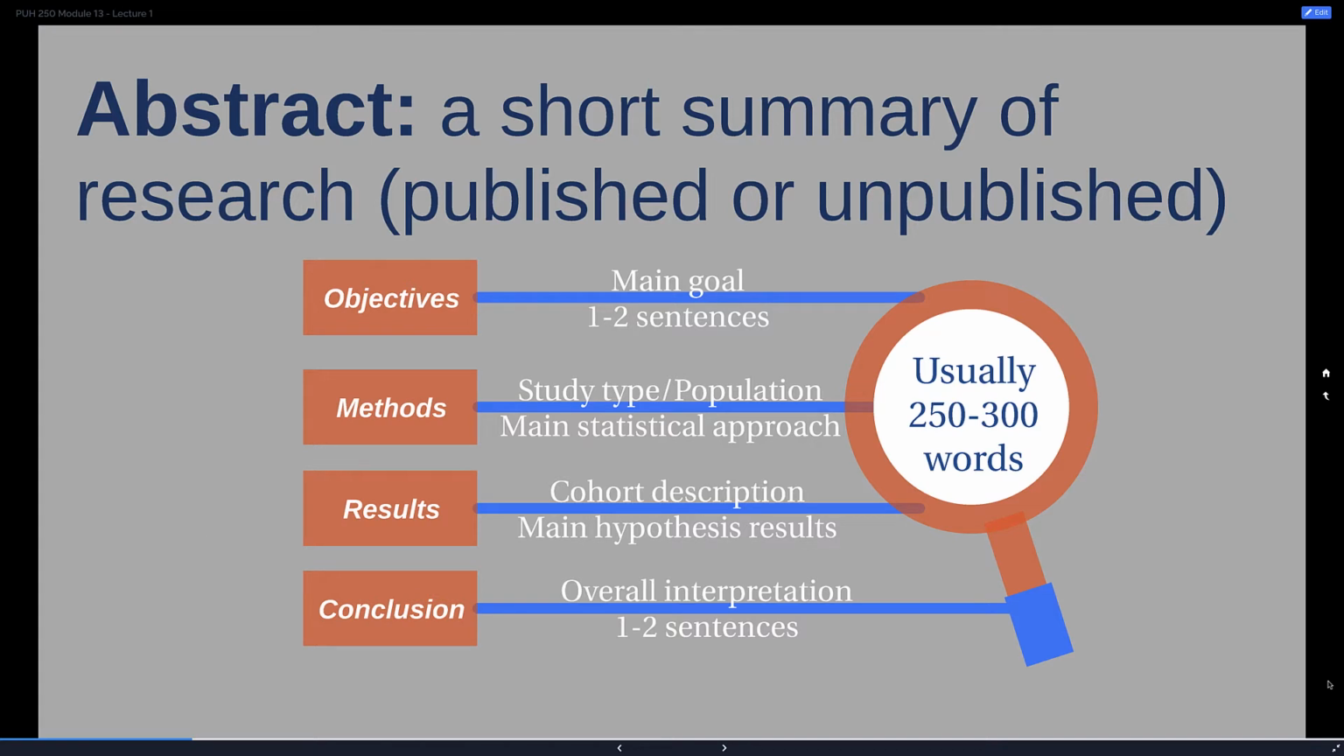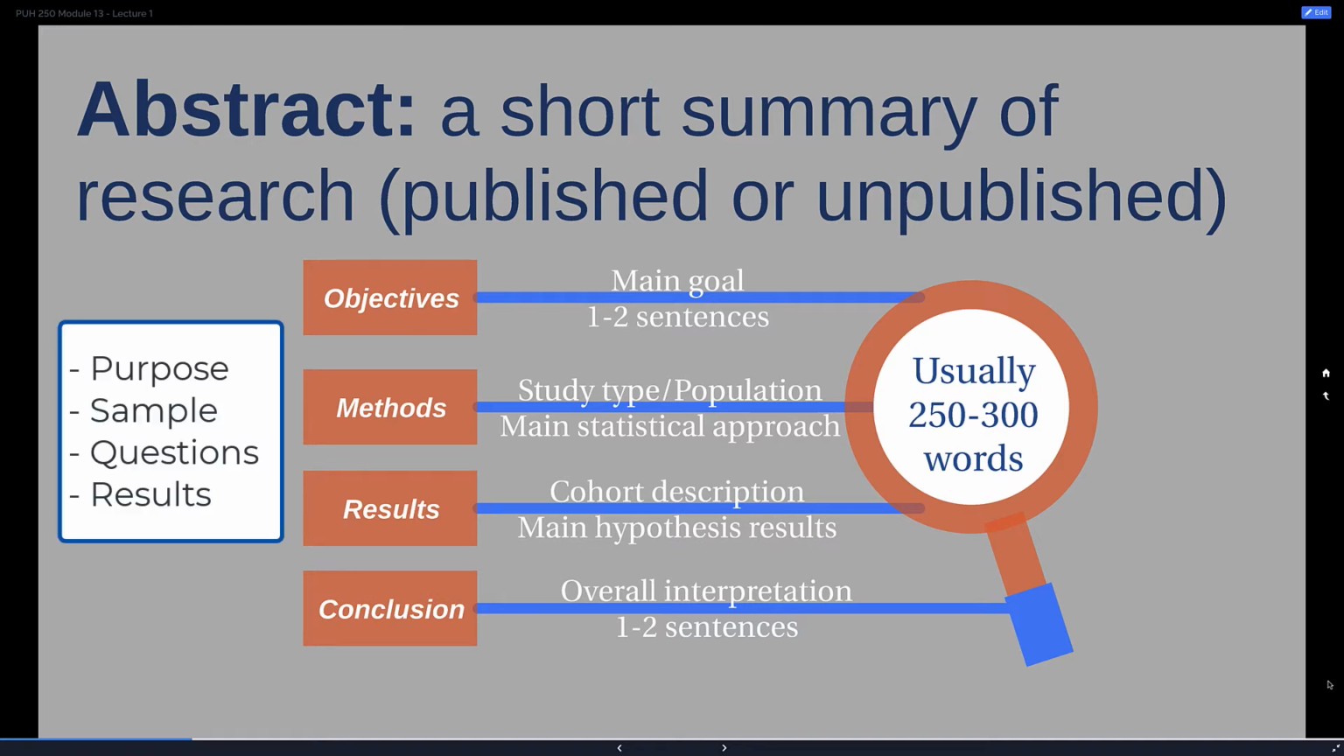The results will contain a cohort description, so your sample description, and the results for the main hypothesis, and maybe again another secondary hypothesis. And then the conclusion will have the overall interpretation and is again only 1 to 2 sentences. Writing an abstract is an art. You get better at it the more that you do it. Generally you'll start with about 600 words and then whittle it down to the necessary information. But reading an abstract, you should have a pretty good idea of what the purpose of the study was, who was in the study, what was the main question being asked, and then what were the results.